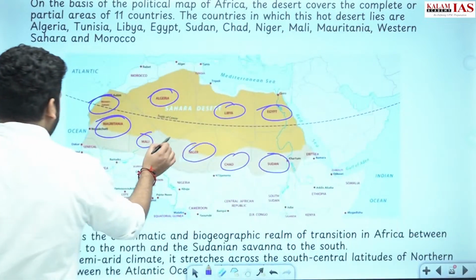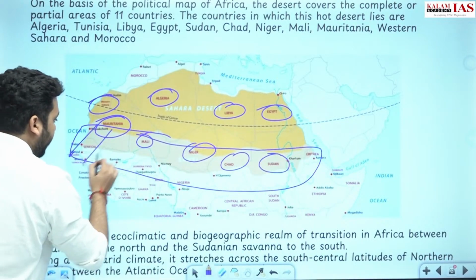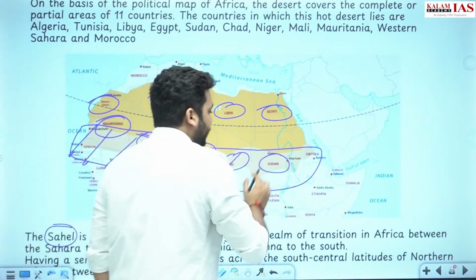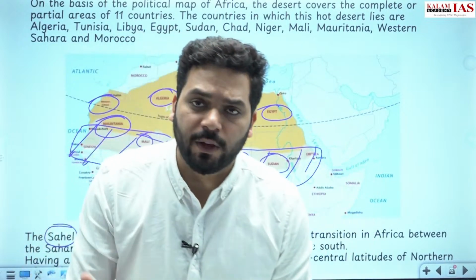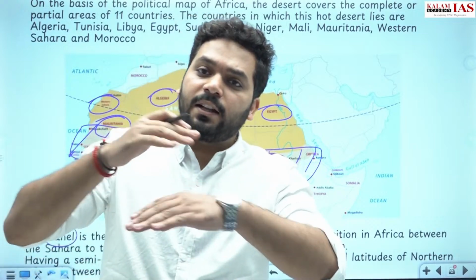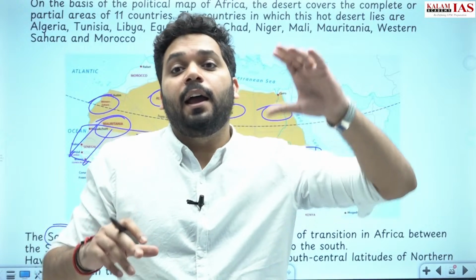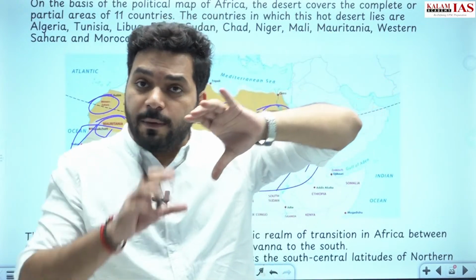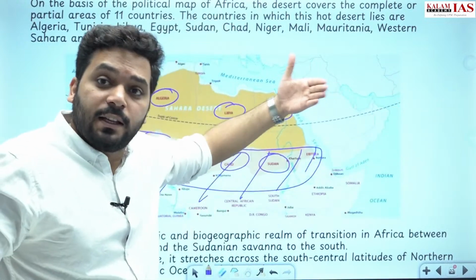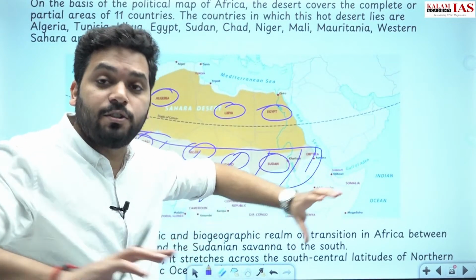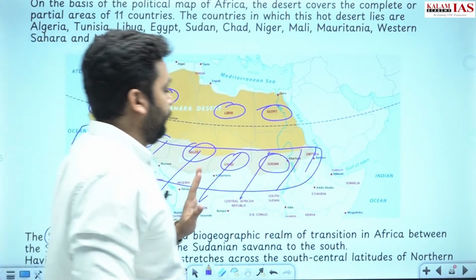This is the Sahel region. Question can definitely be asked on Sahel region: where it is found, what is Sahel region, what are the characteristics of Sahel region. Okay, so it is a transition. Grasslands, then semi-arid area, and then we have desert. So semi-arid region is called Sahel region of Africa. It is on the southern margins of Sahara Desert. This is something which you should know about.